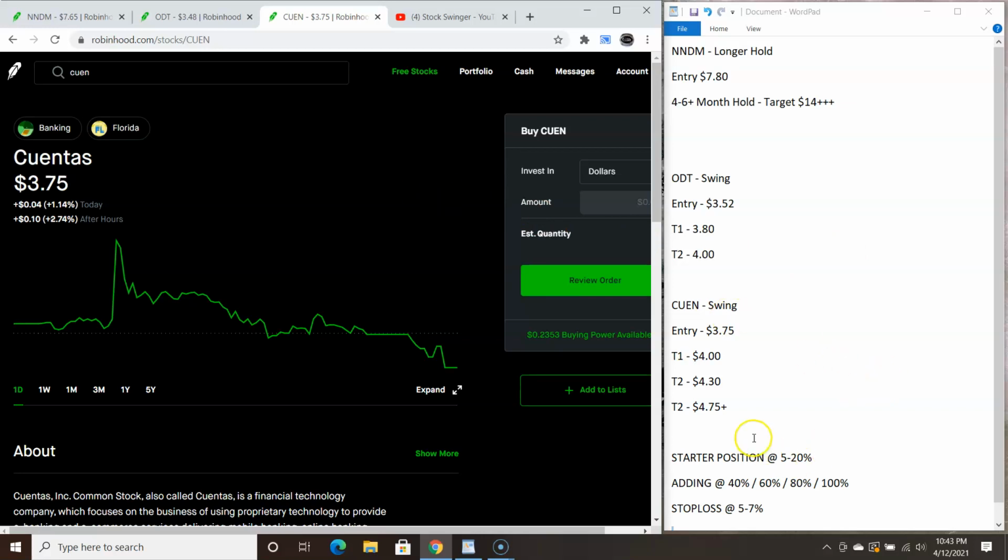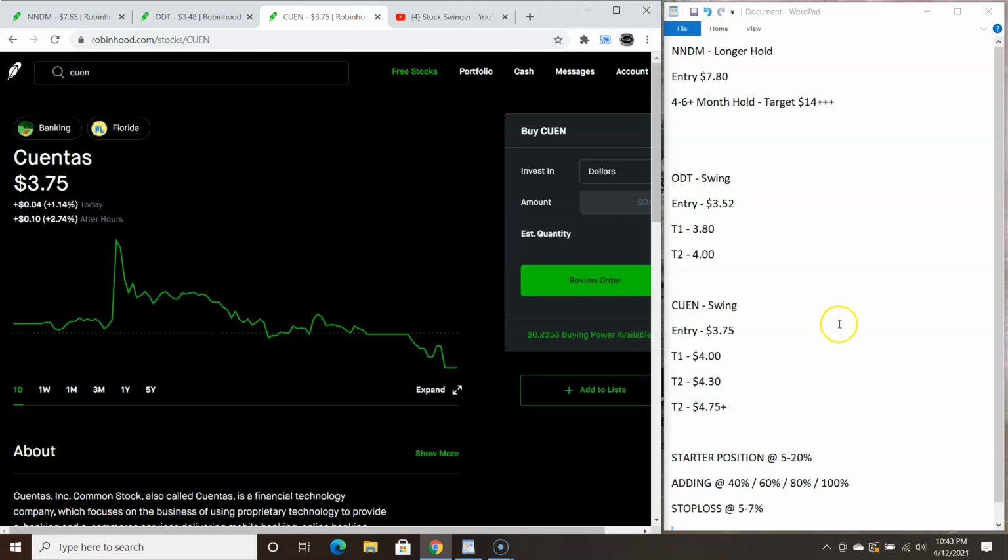Remember, you guys, very important what I'm doing. This is just how I play my swing trades: the starter positions down on the bottom, then adding along the way until you're full into your positions, and a stop loss at about 5 to 7%. This is what I do. Not financial advice. I know I've said that a million times, but I think we got to, right?